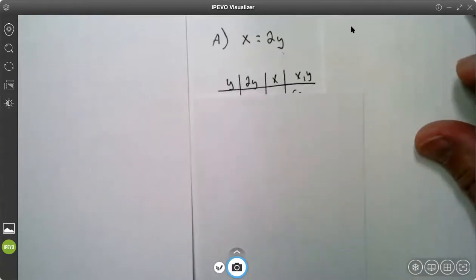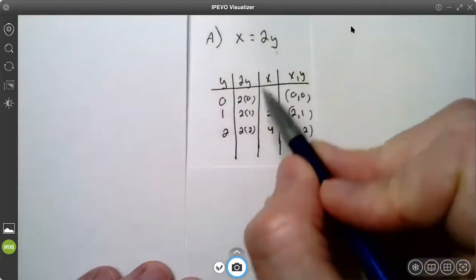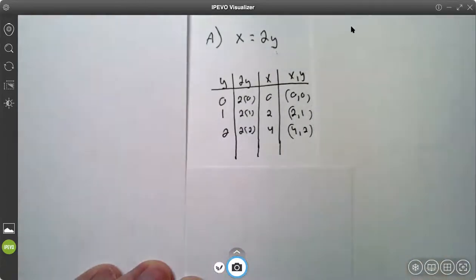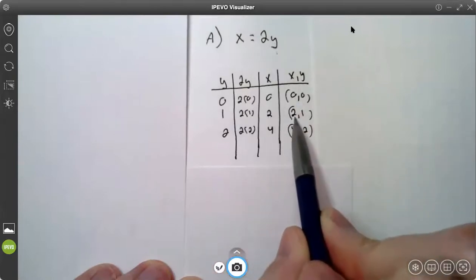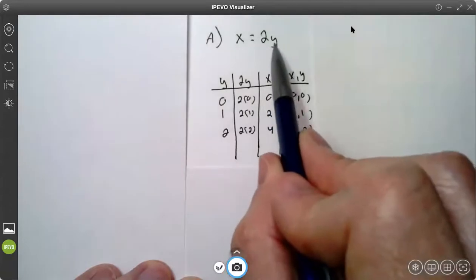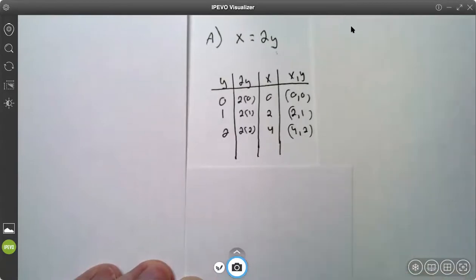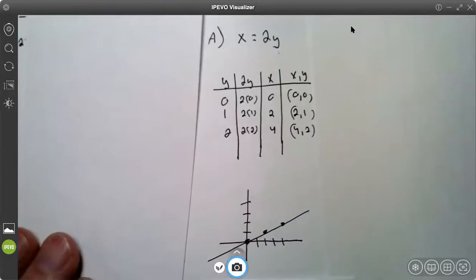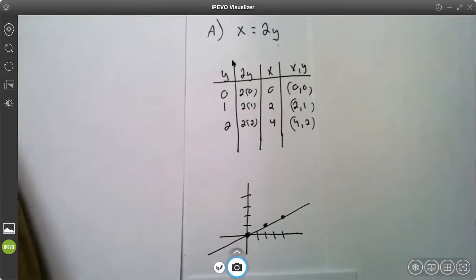Now, your table where you plug them in would not have to be this detailed, but here's what I just did in my head real quick. Plug 0 in for y, got 0 for x, there's my coordinate, 0, 0. Plugged 1 in for y, got 2 for x. So here's my coordinate, x, y. Plug 2 in for y, I got 4 for x. So here's my coordinate. 4 is my x value, 2 is my y value. And then I would just plot those 3 points on a line, and I have graphed that line using a table. Let me show you another one.